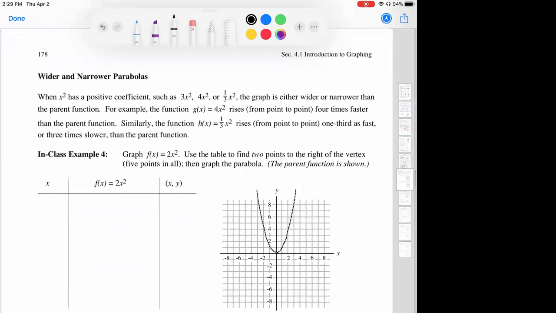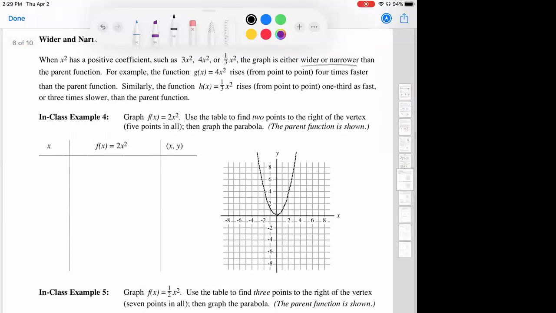All right, wider and narrower parabolas. When x squared has a positive coefficient such as 3, 4, or 1/3, the graph is either wider or narrower than the parent function. For example, 4x squared rises from point to point 4 times faster than the parent function. Similarly, 1/3 x squared rises from each point 1/3 as fast, so slower, it's wider.